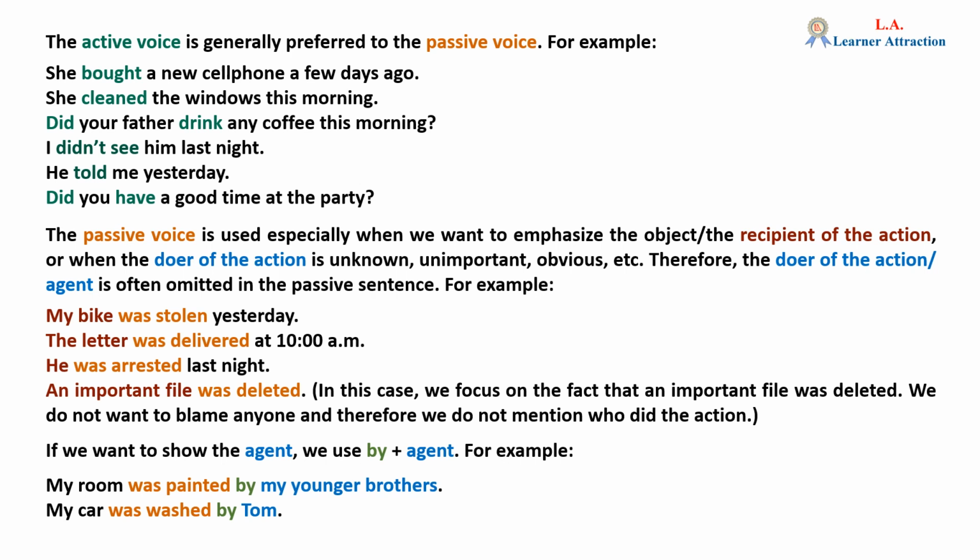In this case, we focus on the fact that an important file was deleted. We do not want to blame anyone, and therefore, we do not mention who did the action. If we want to show the agent, we use by, plus agent. For example, my room was painted by my younger brothers. My car was washed by Tom.